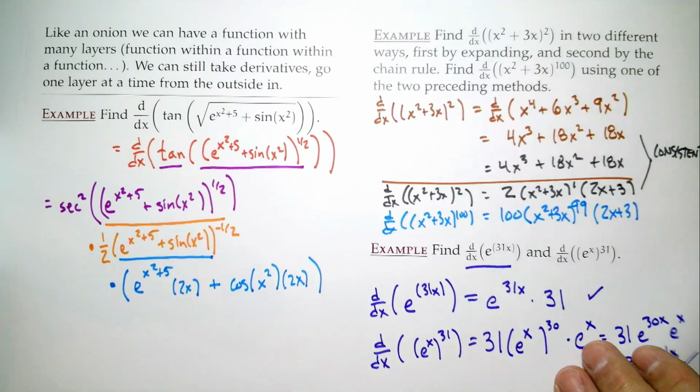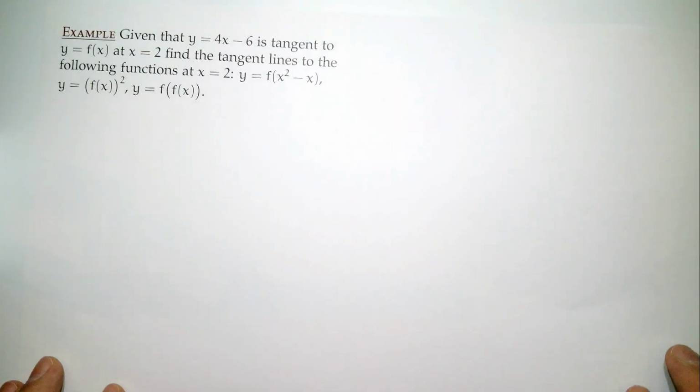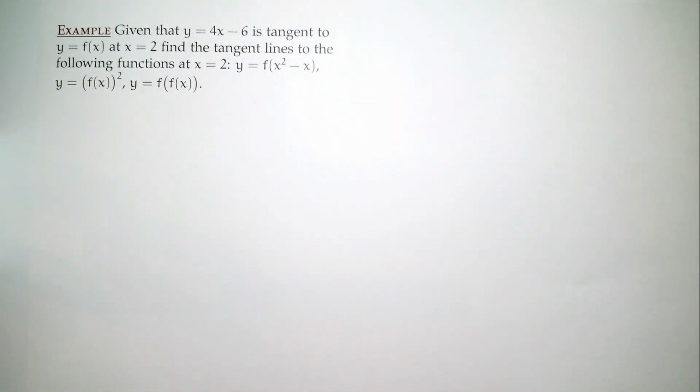All right. Good. Now, let's get a little bit more abstract. Given that y equals 4x minus 6 is tangent to y equals f of x at x equals 2, find the tangent lines to the following functions at x equals 2. Y equals f of x squared minus x, y equals, in parentheses, f of x quantity squared, and y equals f of x. All right, so we want to go through and look at all of these.